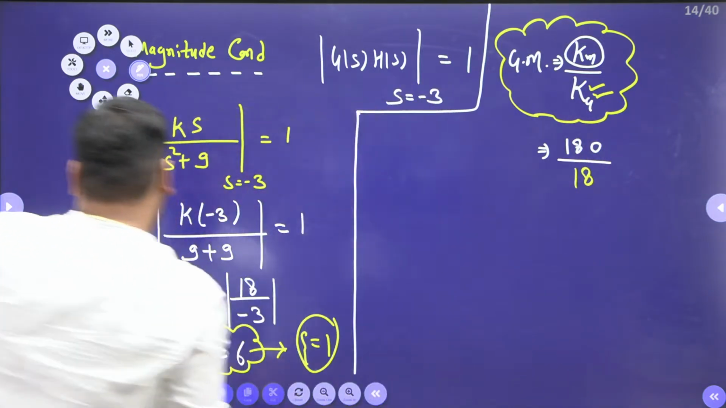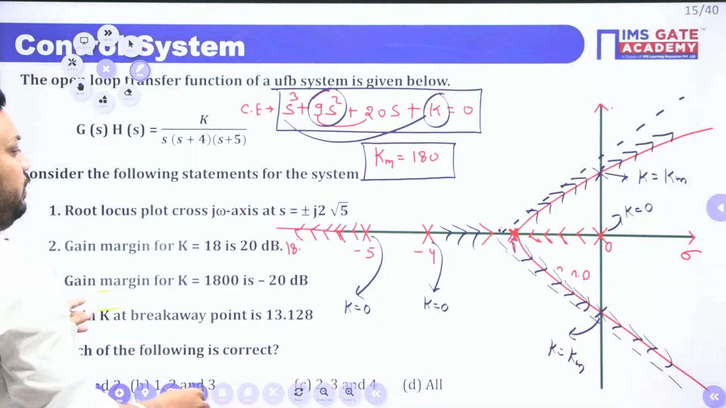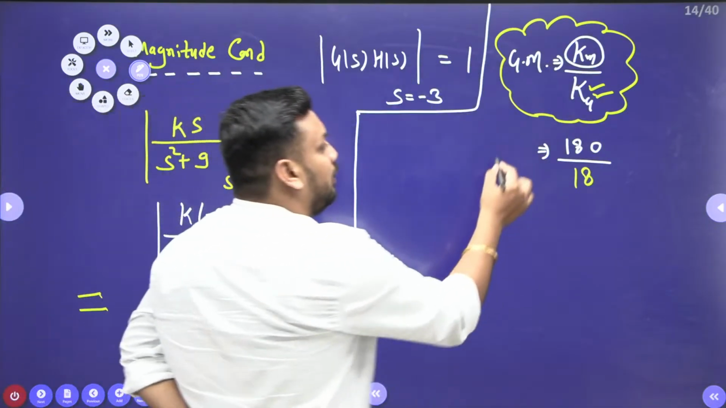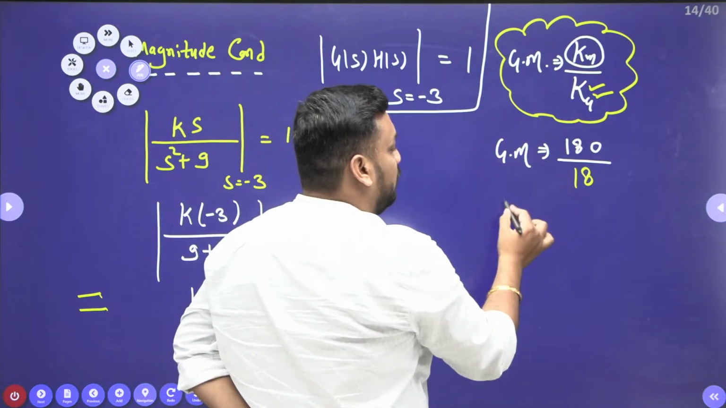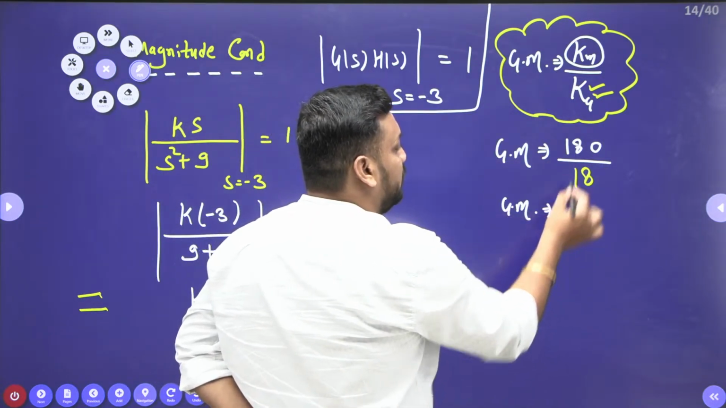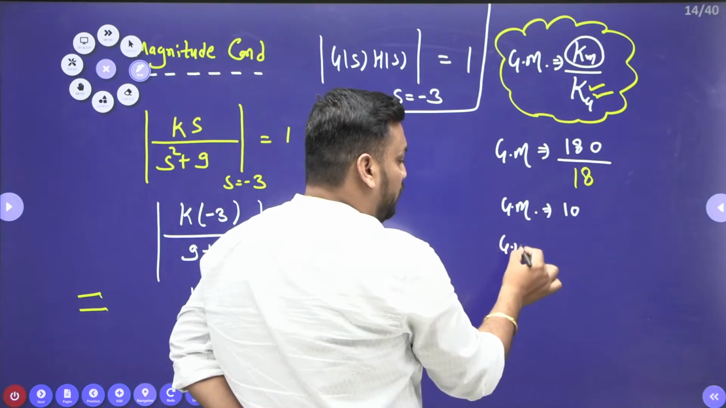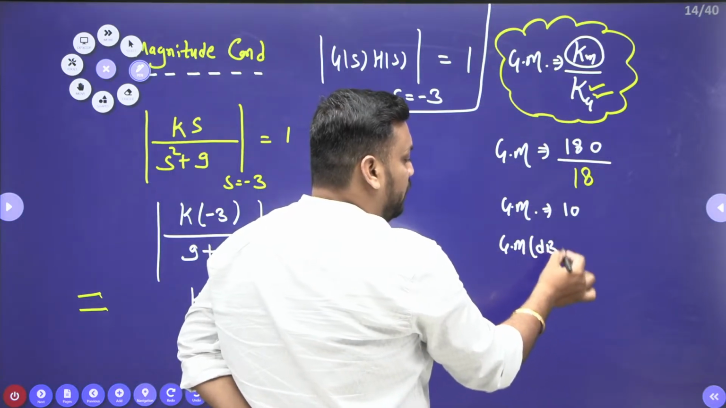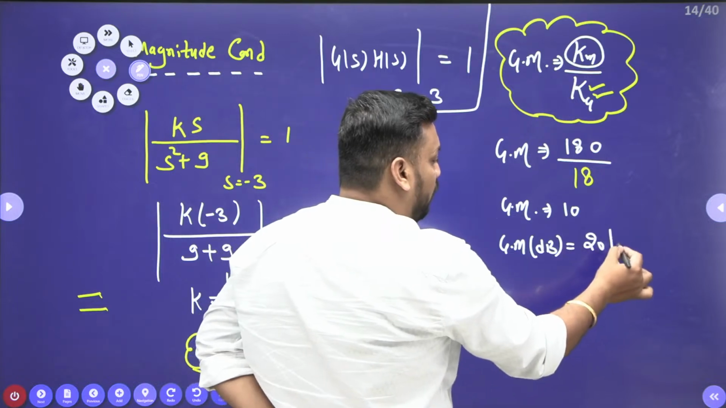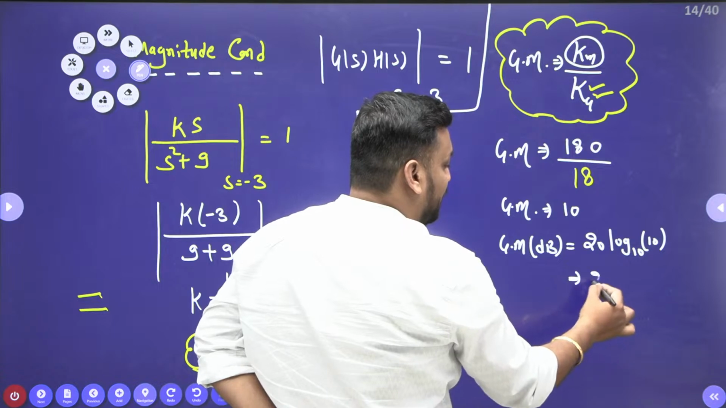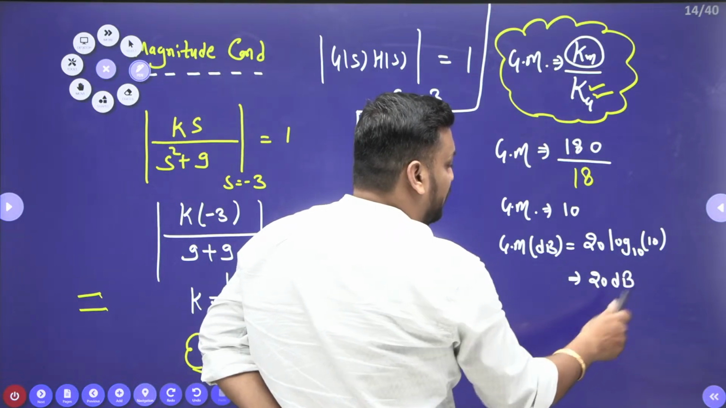If the k value is 18, then the gain margin is 20 dB. Let's see. This is GM, so the gain margin is 180 upon 18, which is nothing but 10. If you take the dB value of this, the gain margin in dB is 20 log 10 into 10. When you calculate, you will exactly get 20 dB.